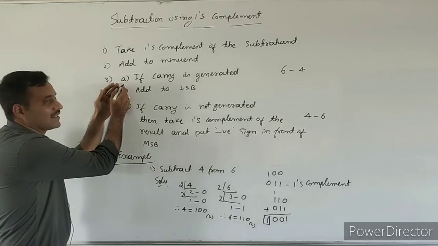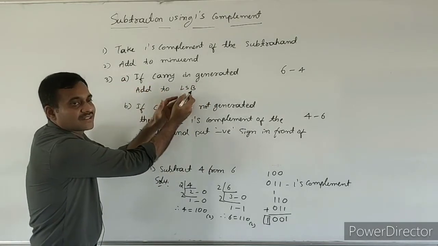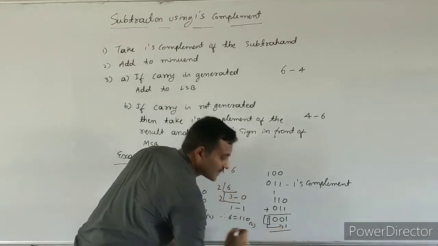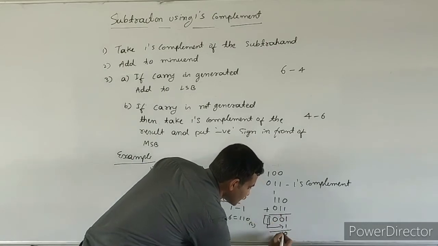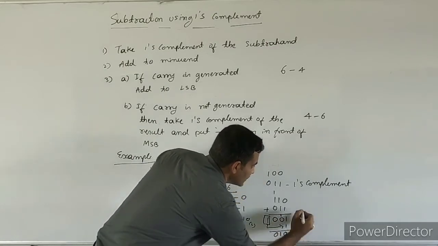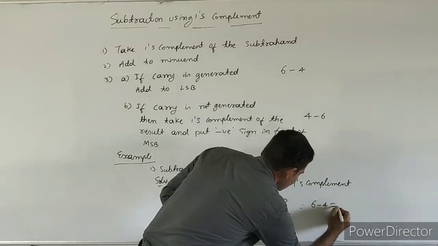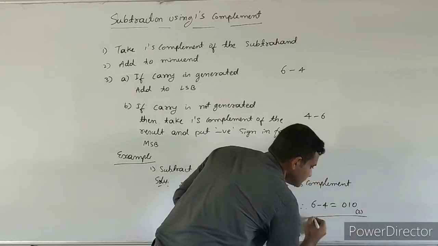So apply case 1. If a carry is generated, add it to the least significant bit. This carry is added to the least significant bit. That is 1 plus 1, 0, carry to the next stage, 1 0. Therefore, 6 minus 4 is equal to 0 1 0 in binary.